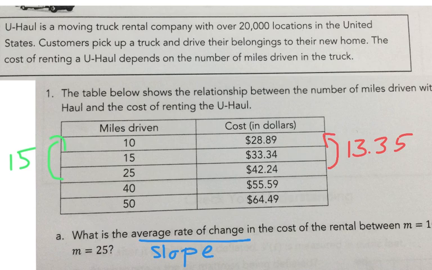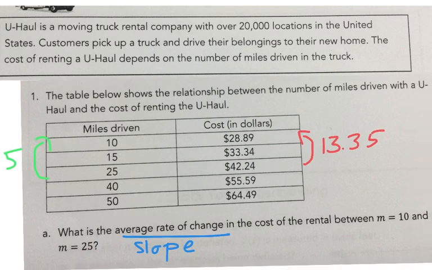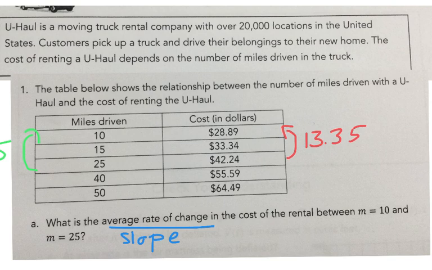And so what would be the average rate of change? What's the change in Y over the change in X? Delta Y over delta X. So 13.35 over 15. Maybe negative 13.35. Why? Tell me why. 28.89 is at 10, and then you're going up miles but down cost.